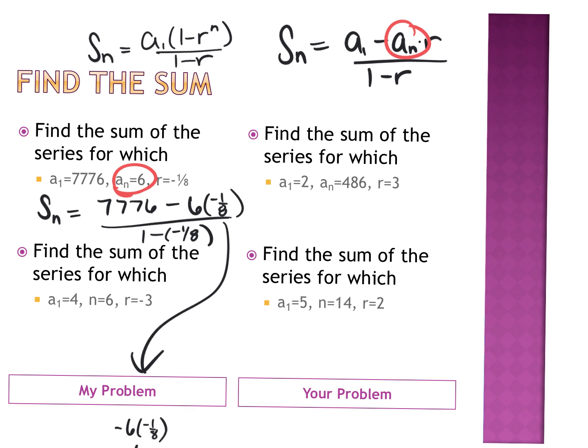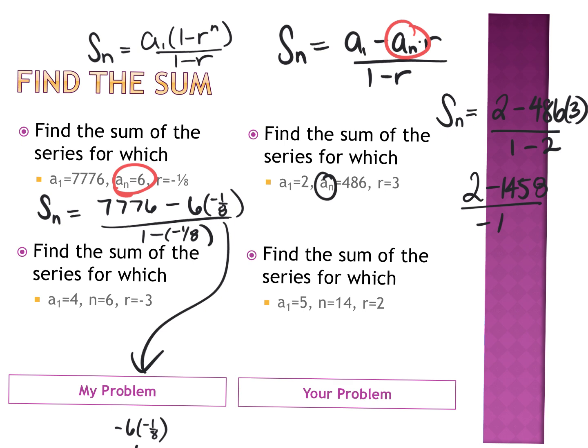Okay, now that you're done, we have an, so again, we're going to use the same formula I did on the previous example. The sum of n terms is equal to a1, 2, minus 486 an times r over 1 minus r, 1 minus 2. So that's 2 minus 1458, divided by negative 1. So that's negative 1456 divided by negative 1 is positive 1456.